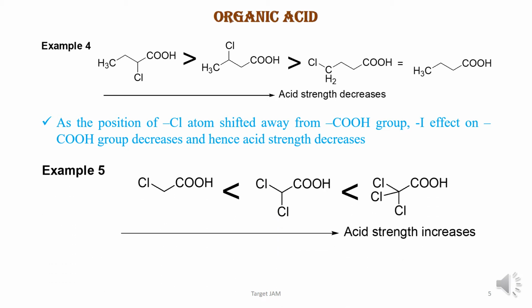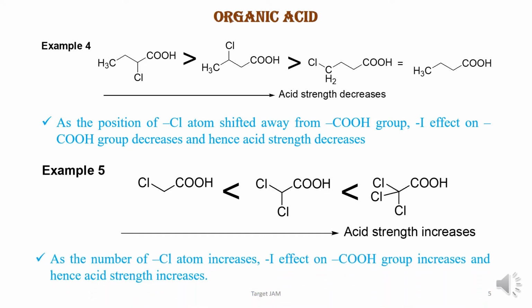Now, chloroacetic acid, dichloroacetic acid and trichloroacetic acid. The acid strength increases from left to right. This is because as the number of chlorine atoms increases, the minus I effect on the COOH group increases and hence the acid strength increases from left to right.